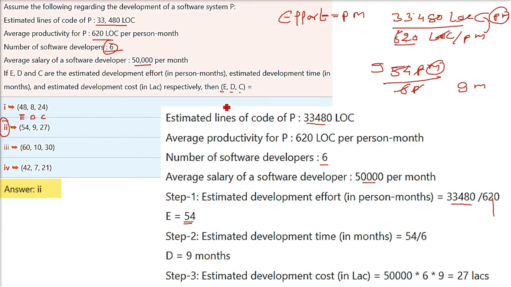Next is step 3, that is the cost. Cost is very simple. 50k. You know that it is going for 9 months. How many people are there? 6. So 50,000 into 6 people into 9 months they are working. The cost will be 27 lakh. Please remember, 10 lakh is 1 million. So in a million, this is the answer. So the second one is the answer.